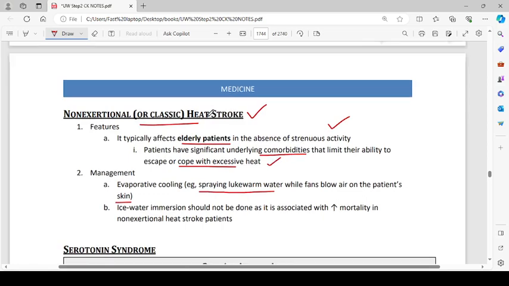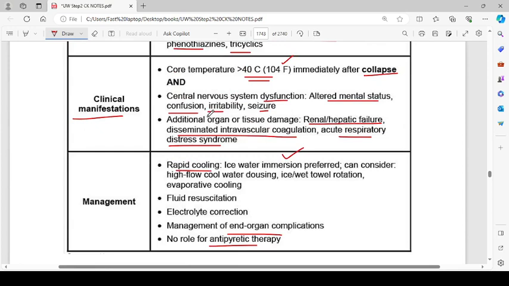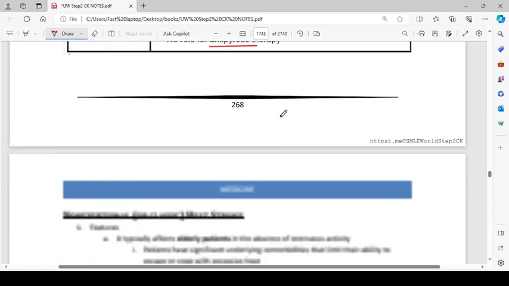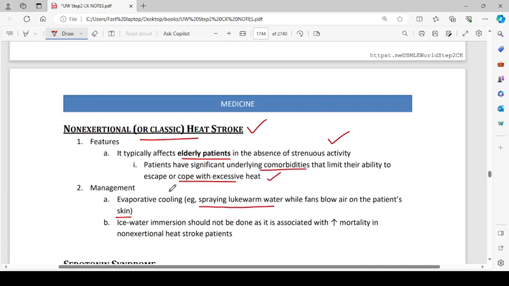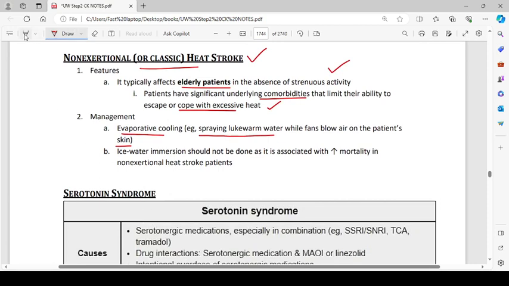Non-exertional heat stroke. It's a classic heat stroke. The previous one was exertional heat stroke. In exertional heat stroke, we prefer rapid cooling with ice water immersion. But in non-exertional heat stroke, we prefer evaporative cooling. Ice water immersion should not be done as it is associated with increased mortality in non-exertional heat strokes.